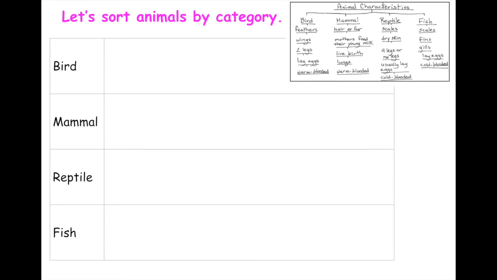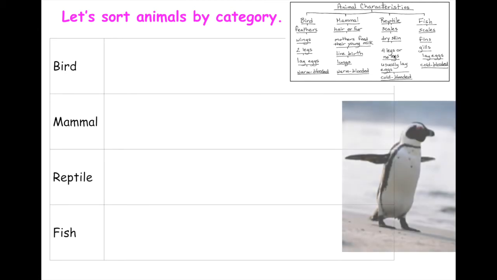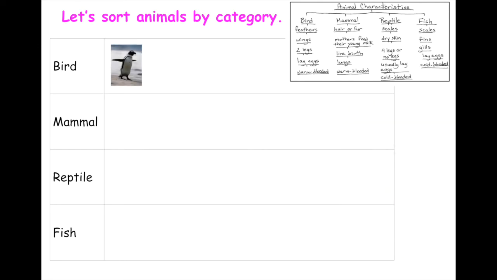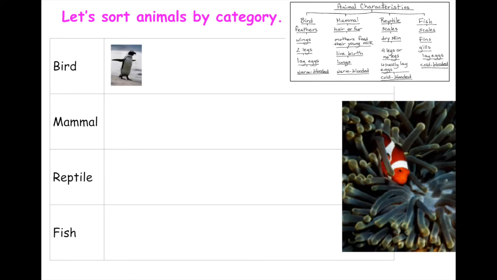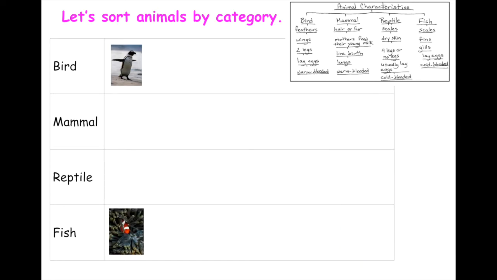So let's go ahead and sort animals by category, and we'll use our little chart up here for some hints to help us classify. First we have a penguin. So a penguin has feathers, and it has wings, and it has 2 legs. So that's going to be a bird. Then we have a clownfish. So clownfish, we just categorized already, was a fish.